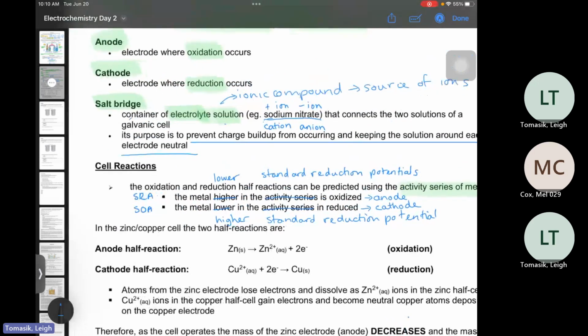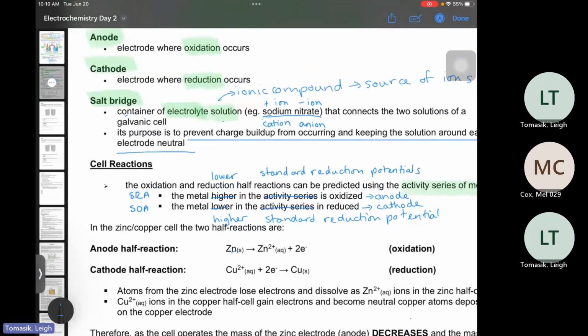So from this, we know that our anode, which is the zinc in this case, is going to be oxidized, which means the metal is going to lose electrons and form an ion. So if electrons are a product, it means that they are lost. In the cathode half reaction, you can see that the electrons are a reactant, right? So that shows that they are gained.